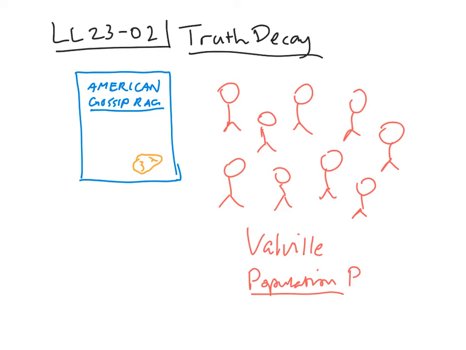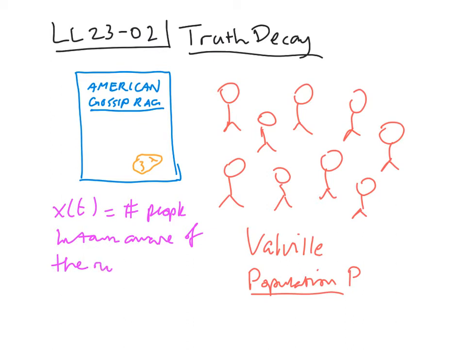So what we're going to do in this problem is keep track of the number of people in the town who are aware of this rumor. So let x(t) be the number of people in the town aware of the rumor t days after the rumor starts. So maybe what happens here is the magazine comes out, some people read it immediately, and then after that, other people get hold of the magazine, maybe because they've heard about it or something.